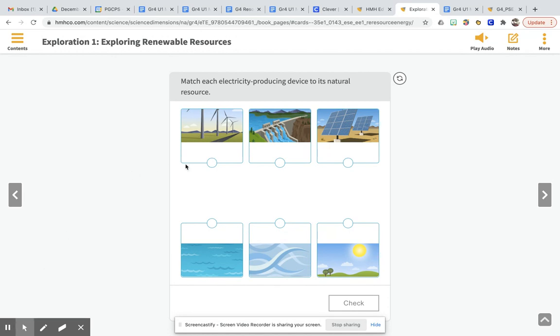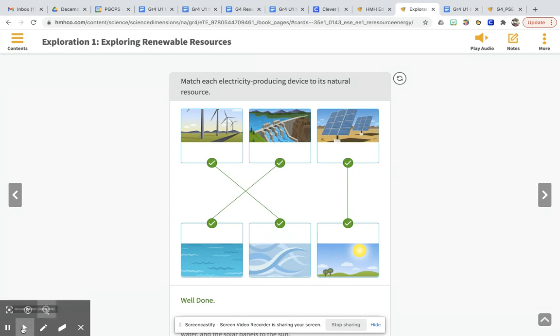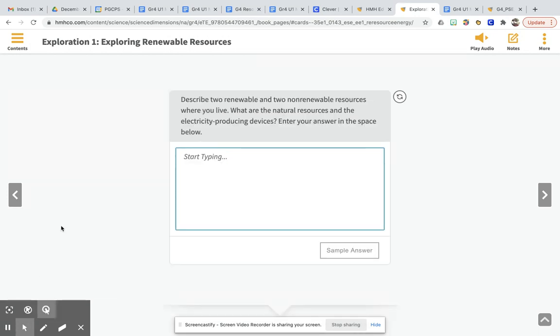All right, I hope everyone said that our turbines are associated with our wind, the dam is associated with water, and our panels are associated with the sun. All right, great job, guys. Time for another quick discussion.